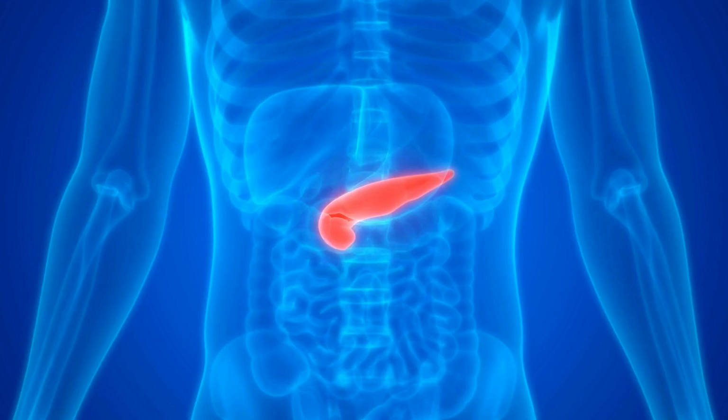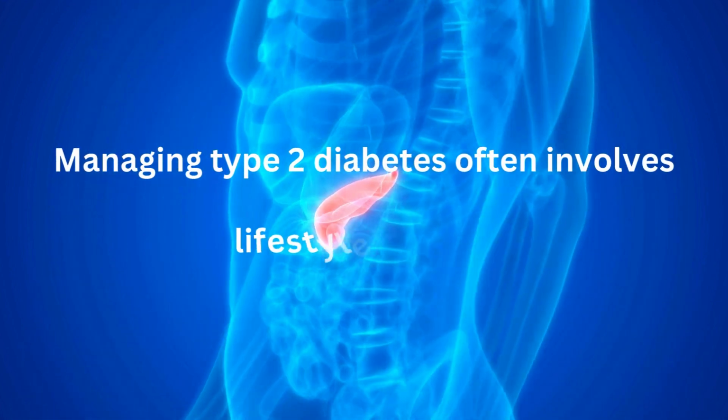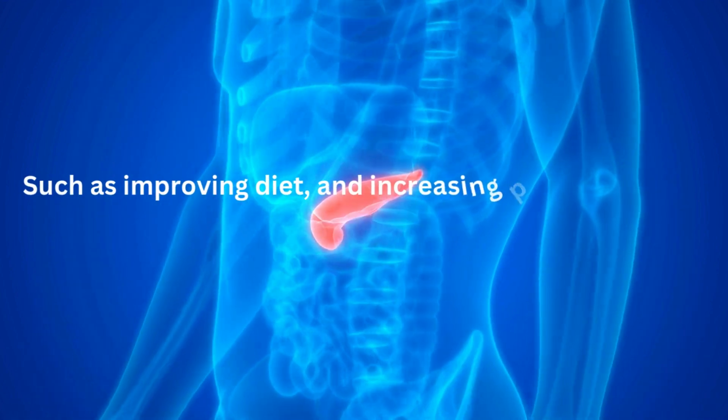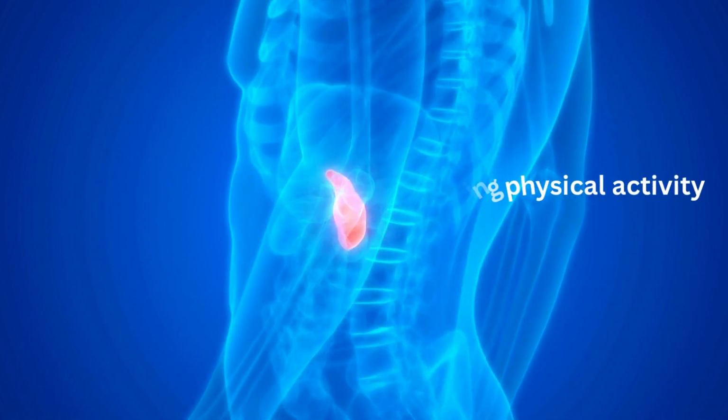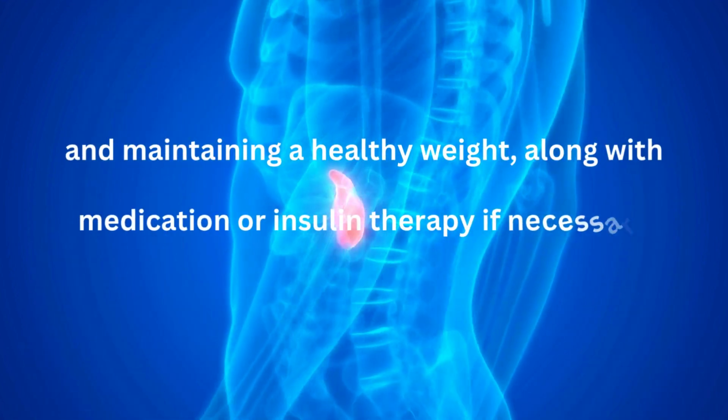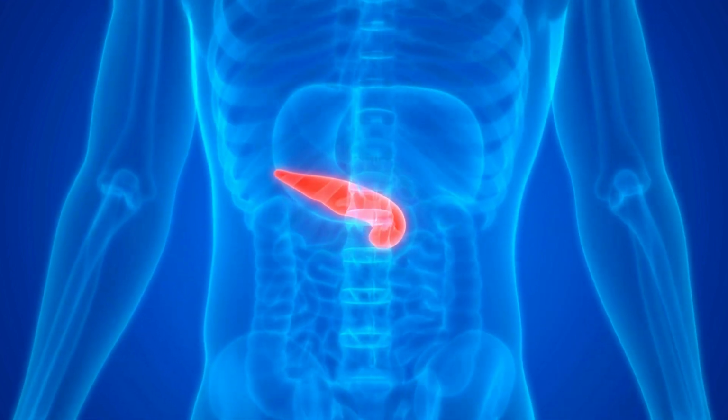Management of type 2 diabetes. Managing type 2 diabetes often involves lifestyle changes, such as improving diet and increasing physical activity, and maintaining a healthy weight, along with medication or insulin therapy if necessary.